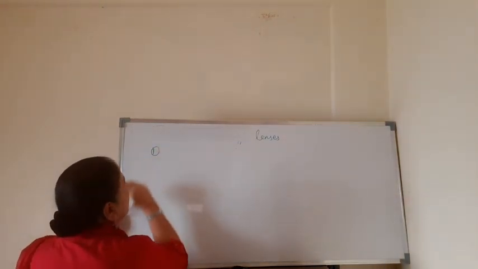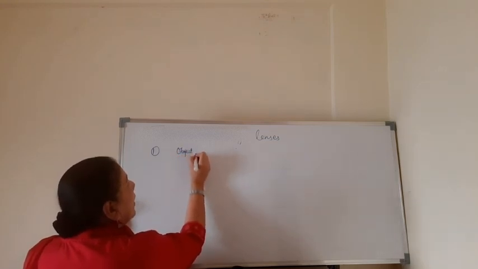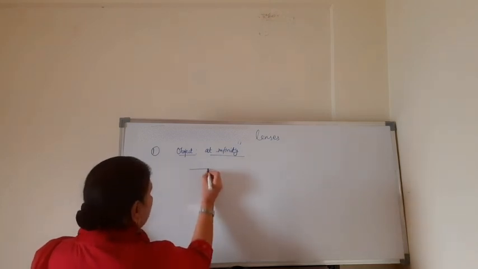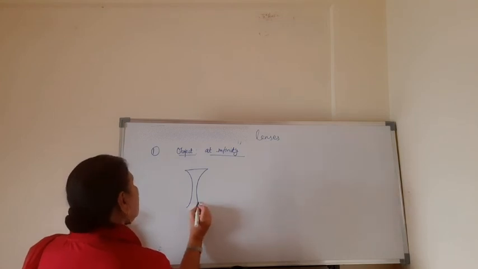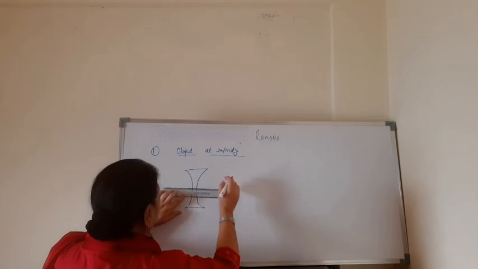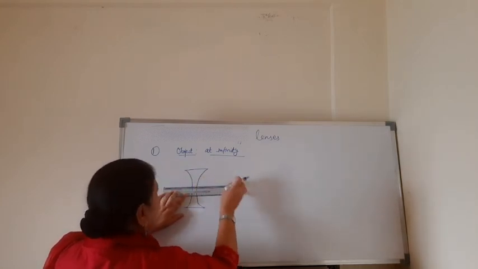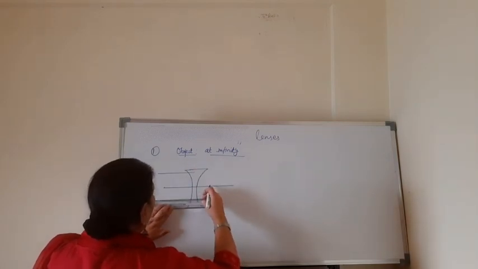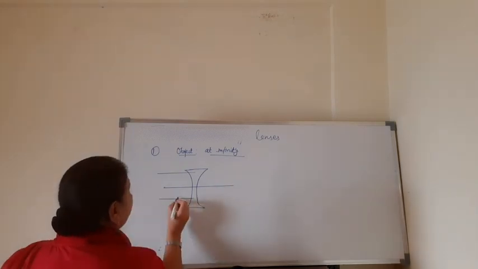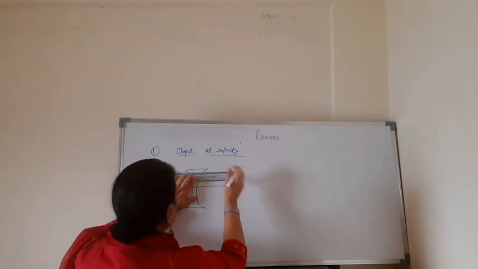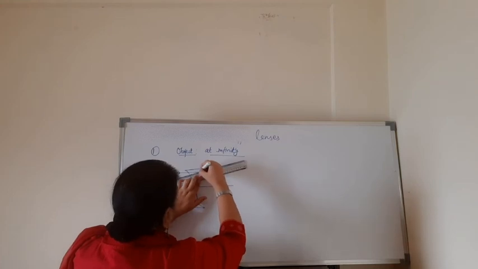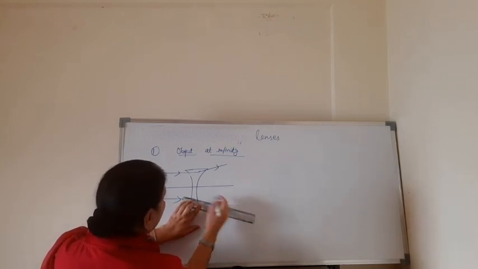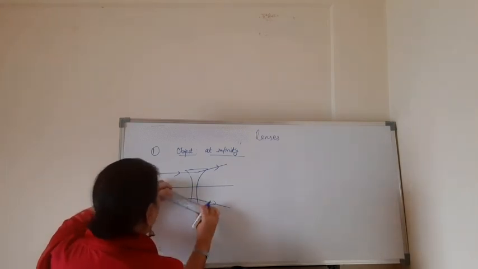Here we'll take one case, when the object is at infinity. Where will the image be formed? We'll see that. Here we have one concave lens, and the rays coming parallel to the principal axis. I am considering two rays which are coming parallel to the principal axis. After refraction, as discussed before, they will diverge. The same thing happens here also. And they appear to intersect at the focus.